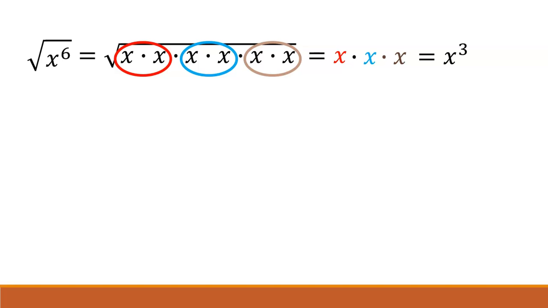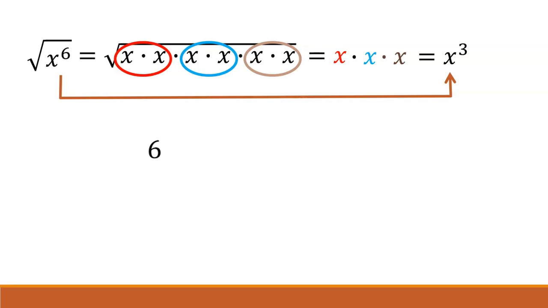Rather than writing out all those factors of x, we can go from the beginning to the end by just looking at the powers. If we have 6 factors of x and we're trying to group them into pairs with 2 in each pair, we'll end up with 3 pairs. And those 3 pairs are what we're seeing when we write x to the 3rd power.